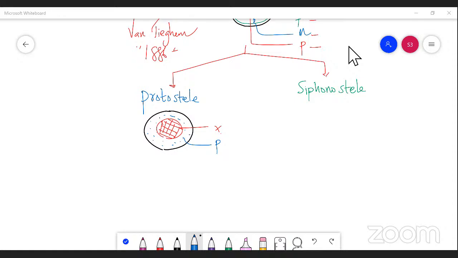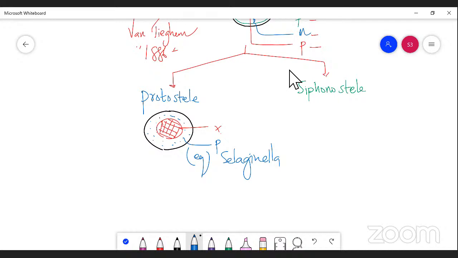Protostele is a type of stele in which xylem occupies the center, surrounded by phloem, with the absence of a pith region. This kind of stele you can see in Selaginella. Selaginella is a kind of pteridophytic plant in which you can see protostele. Protostele is the most primitive form of stele in stelar evolution. This is the first stele to be identified in the plant kingdom.